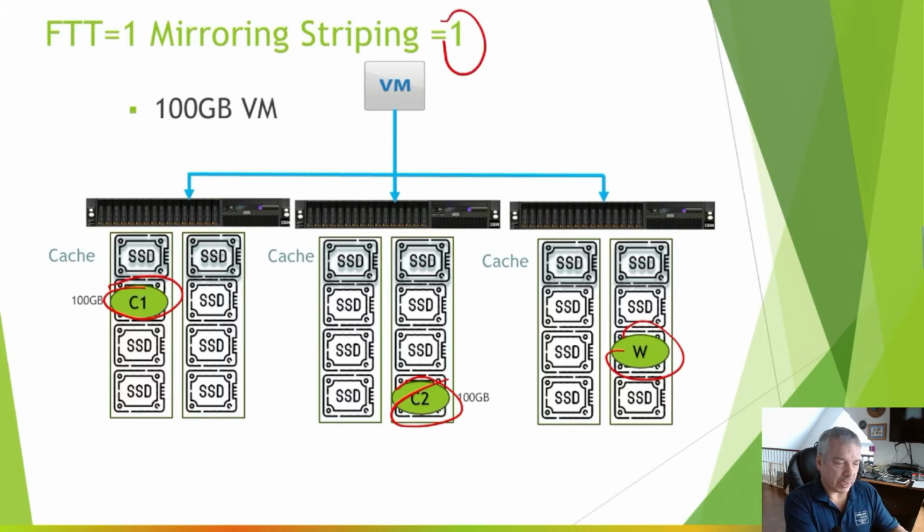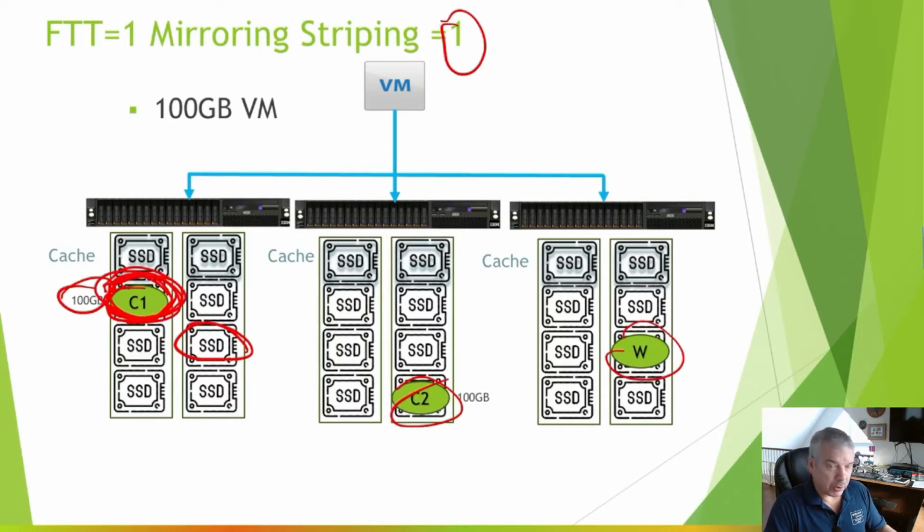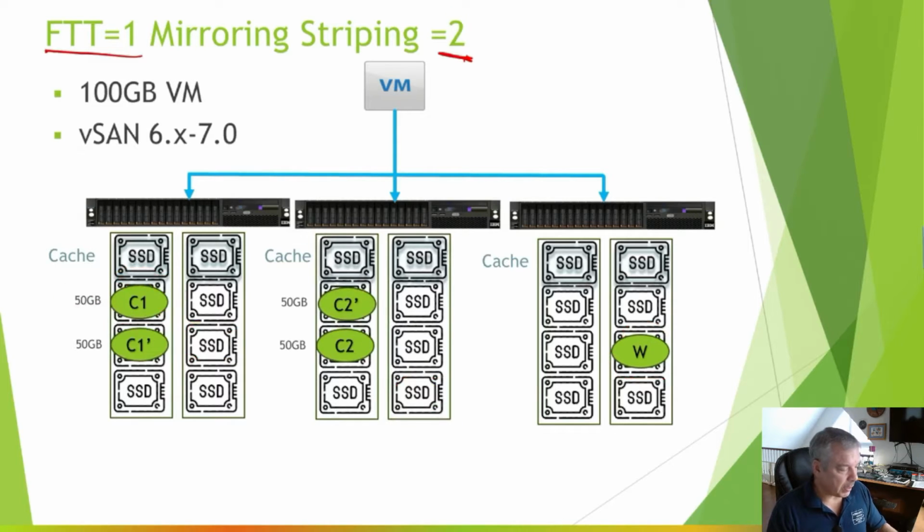Now, if I set the setting to 2, what's going to happen? When we look at this, failure to tolerate equals 1, we're mirroring, and we're doing striping of 2. That means I'm going to take this original component of the object, which in my case is 100 gig in size, and split it in half because I want 2 stripes. If I wanted 3 stripes, I'd split it into 3, like 33.33 gig or so, or 4 or whatever. But we're just going to do 2. So it's taken it and split it into 2, so these are now 50 gigs each. Again, you'll see component 2 over here has been split into 2, and the witness still stays the same.